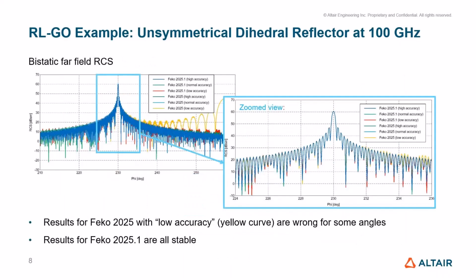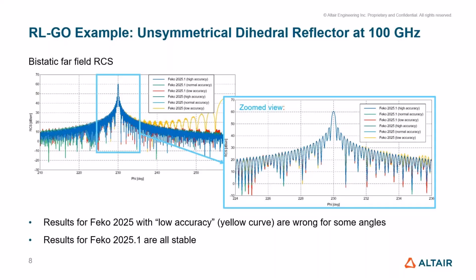And here we compare the bistatic RCS results over an angular sweep. The curves from the FICO 2025.1 version show good agreement across all accuracy levels, including the low accuracy level. In the earlier version, the low accuracy result differs more noticeably in terms of peak placements, and even in some places, the curve smoothness.